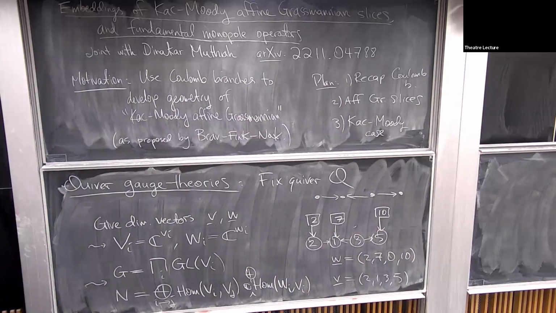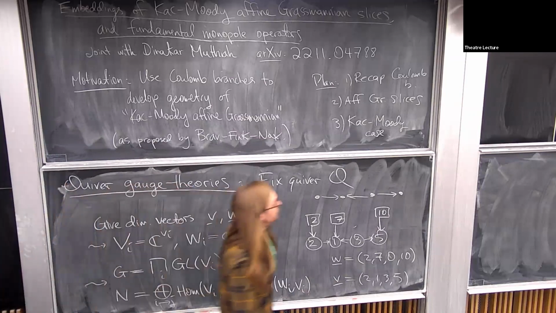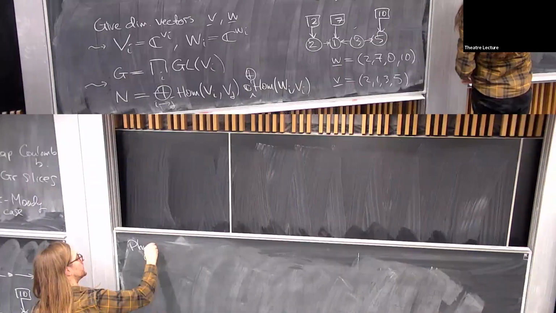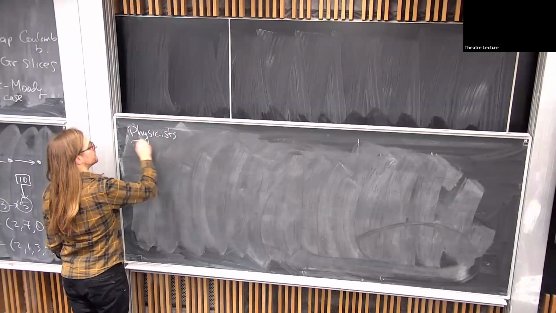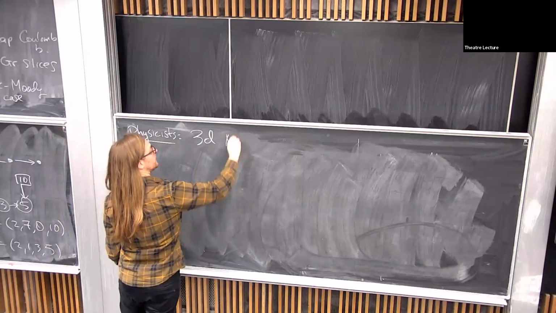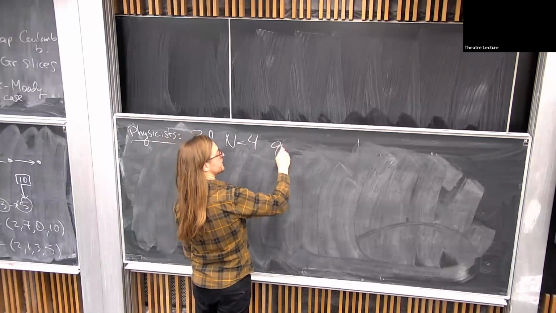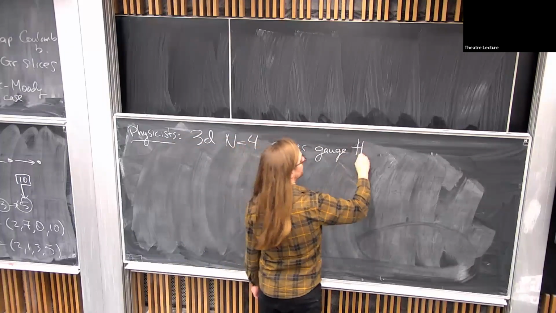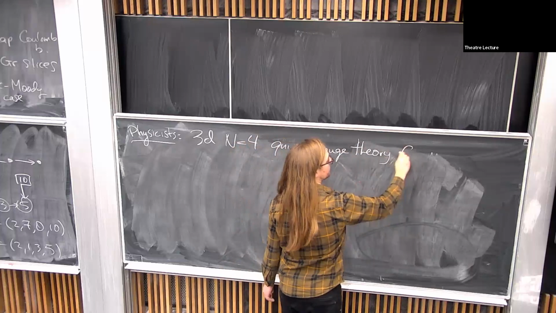Physicists would say that associated to this pair G and N, or perhaps more accurately, G and the cotangent bundle of N, there's some 3D N equals 4 quiver gauge theory from this data.